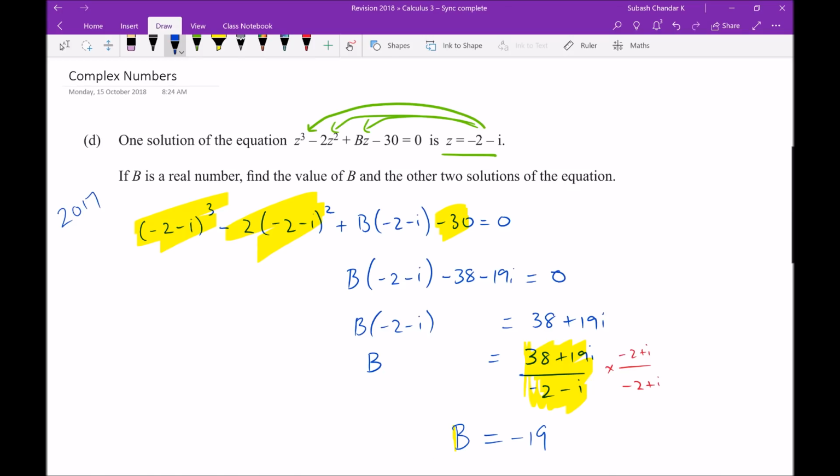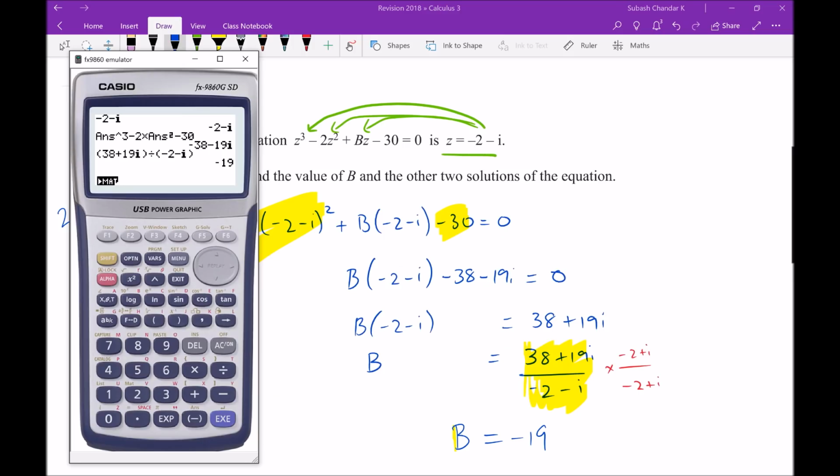The first thing you can do is this. If you want to check whether this B is correct or not, you can go back to your graphics calculator and go into equation. There's a thing called Polynomial Solver. You click on that and choose degree 3. Now this is where you see ax cubed plus bx squared plus cx plus d. It's the same format here as z cubed minus 2z squared plus bz minus 30. So what you can do is put those values in.